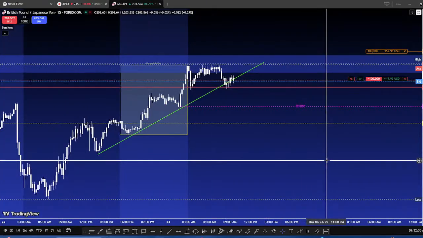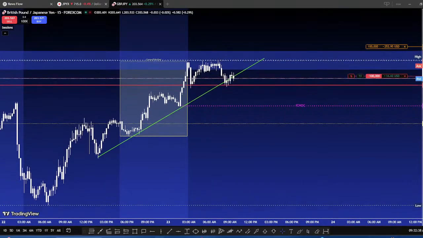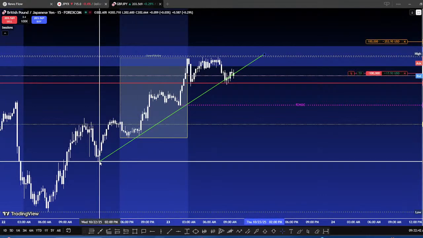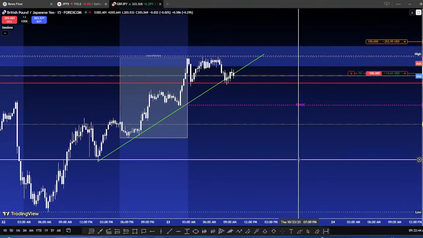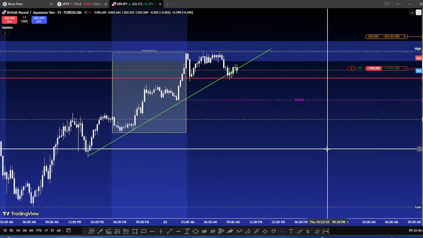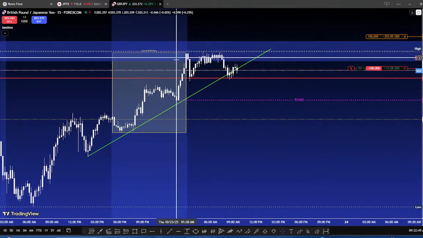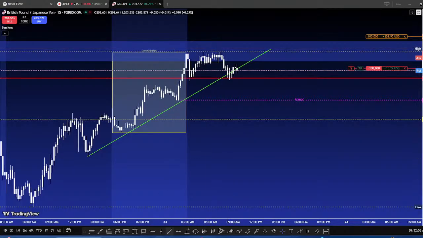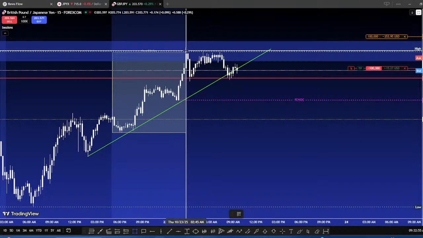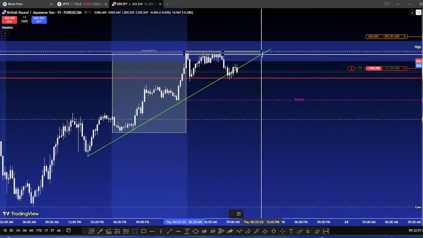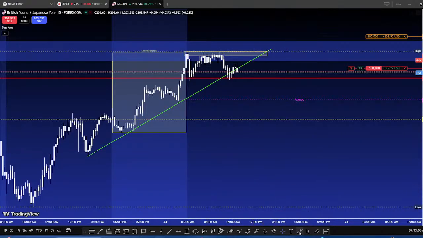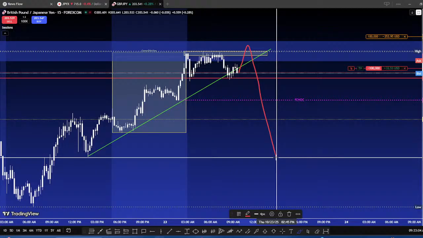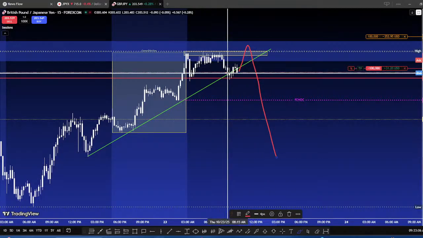Patience is what I have in huge amounts, okay? I can dish it out to the whole world in terms of how much patience I have, all right? And I'll still have some left over, right? But in the Asian session, we came and we did not take out the high, all right? So as we have this bit of structure, this bit of equal highs, if you will, we can go and get that, right? We can push up, wipe that out, and then do our fall, right? That is a potential, right?